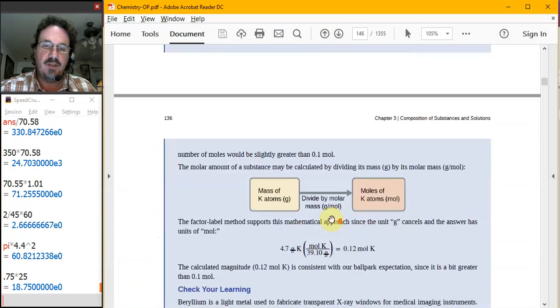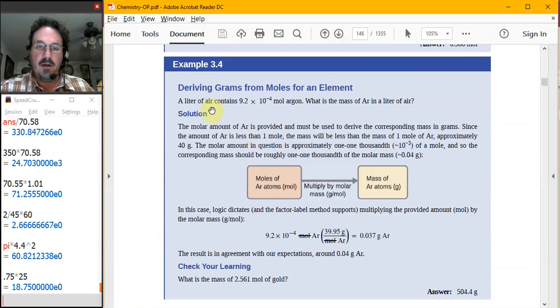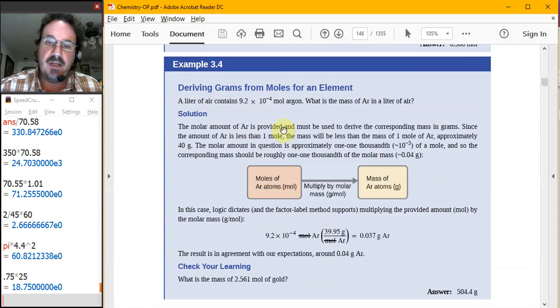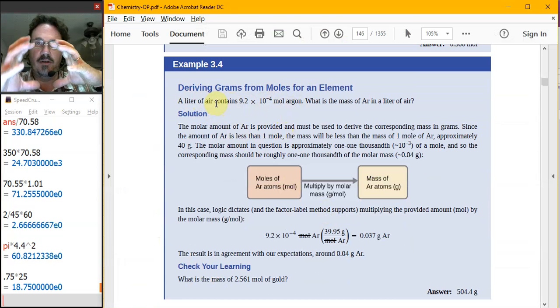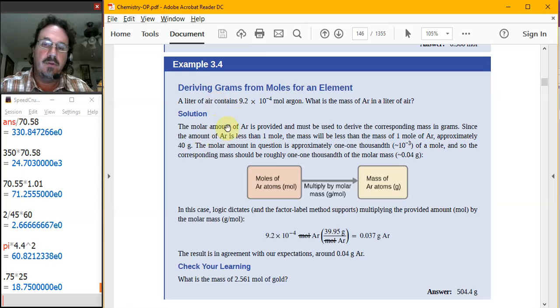All right, let's look at the next example. A liter of air contains 9.2 times 10 to the minus 4 moles of argon. Air is a mixture of different gases. They say if you have a liter, about half the size of a 2-liter bottle of soda, that's how many moles of argon would be in that. And they ask, what is the mass of that argon?